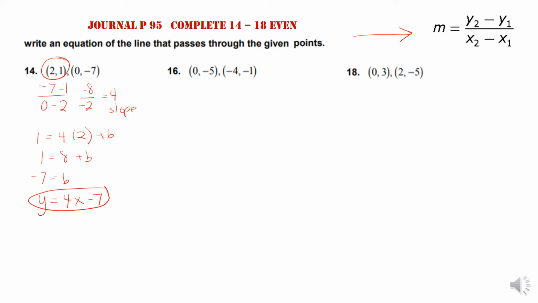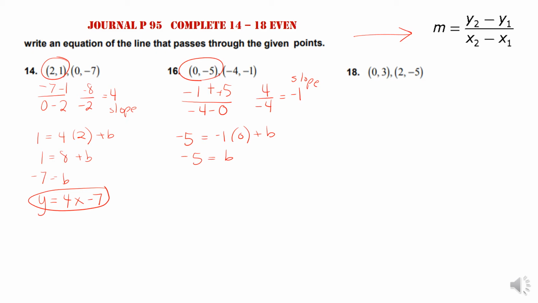All right, the next one. Negative 1 minus negative 5 over negative 4 minus 0. We're going to zip-zap that. We get negative 1 plus 5 is 4 over negative 4 is negative 1. That's my slope. Okay? Don't forget what you're finding here. So now I'm going to pick this point. So I'm going to go, my y is negative 5 equals my slope times 0 plus b, and that just means negative 5 equals b.